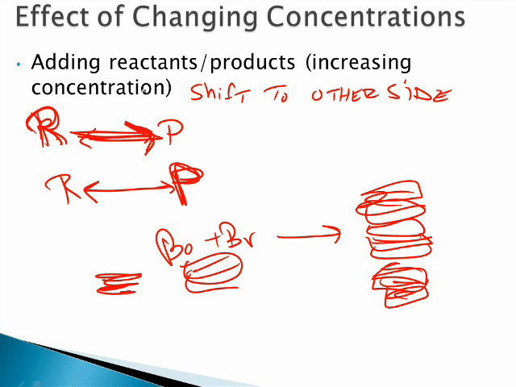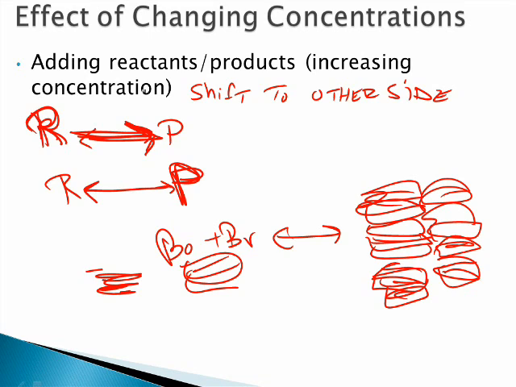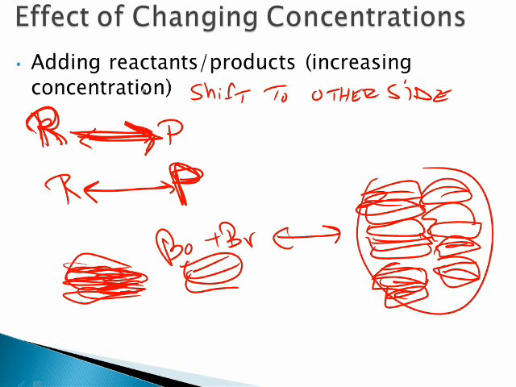Now, in the opposite scenario, we have all these bologna sandwiches sitting around. We're going to compensate by taking those sandwiches apart and keeping them until we need to make more sandwiches. So the shift is always to the other side if we're adding reactants or products.